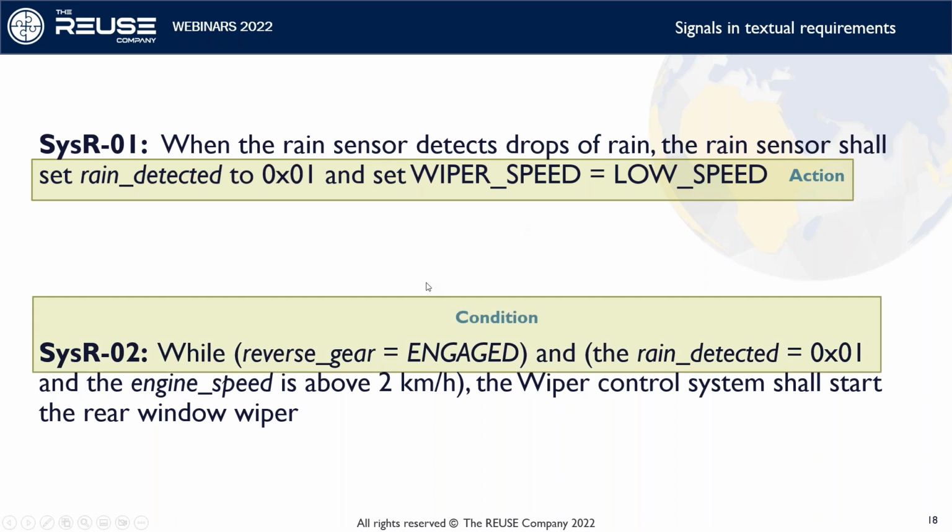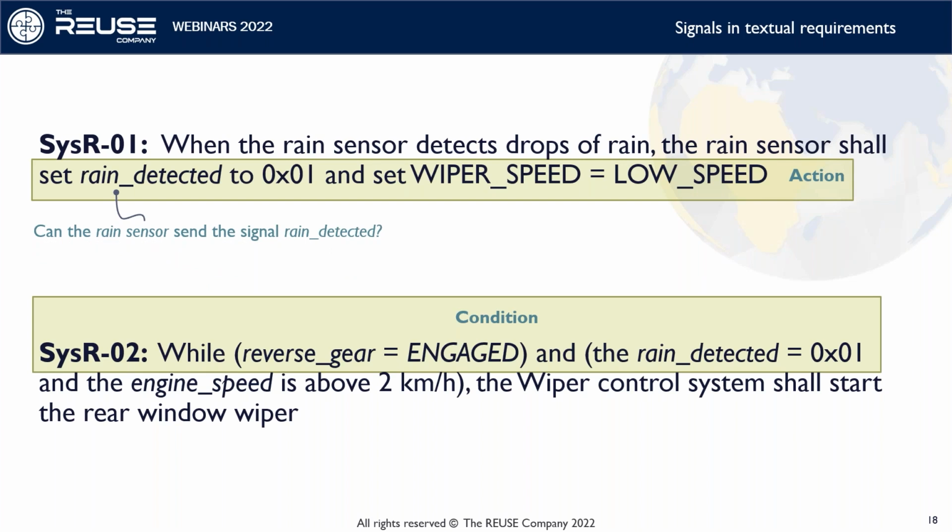In the second requirement, I have included a couple of different signals, but in this case, they are not in the action, they are in the condition. So the reverse gear is a signal, and rain detected, as coming from the previous requirement, is also a signal, right? So the point here, or what is going to be the topic of today's webinar, is how can we control the way we use these signals?